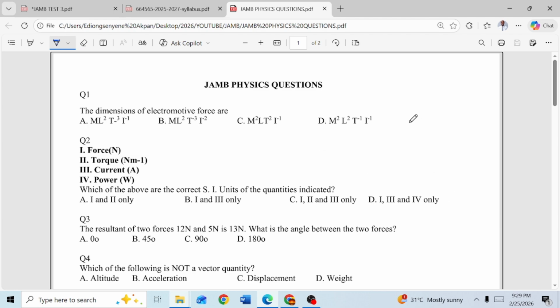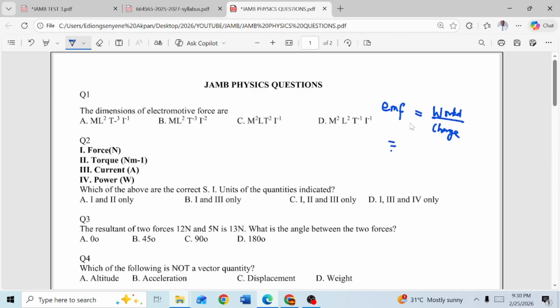In this question, you need to know the formula for electromotive force. Remember, electromotive force is not an example of force. Electromotive force is like when we have a battery that is not connected to an external source. The energy there is what we call electromotive force. Mostly, we use it as EMF. This has to do with work done divided by charge. What is work done? Force times distance over charge.